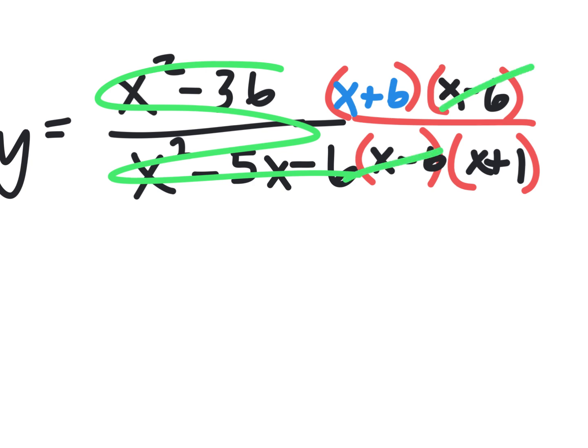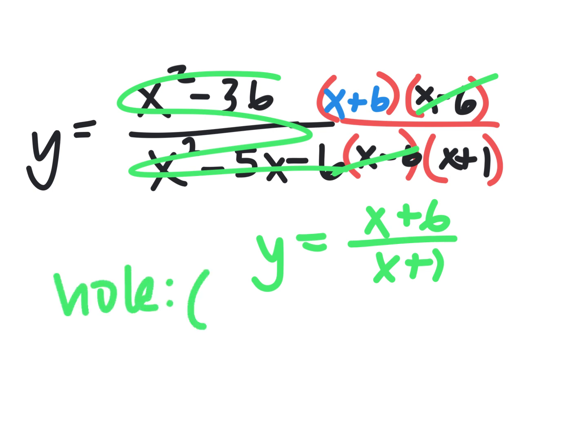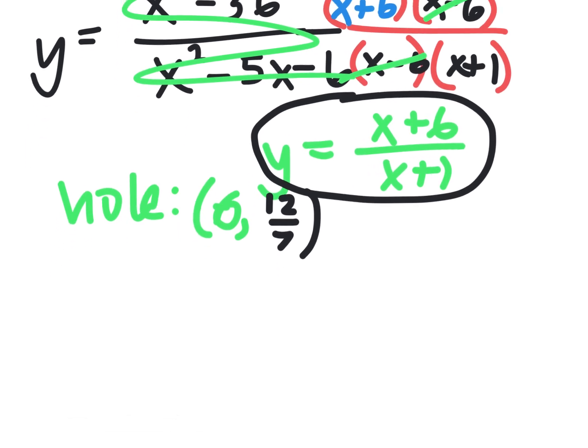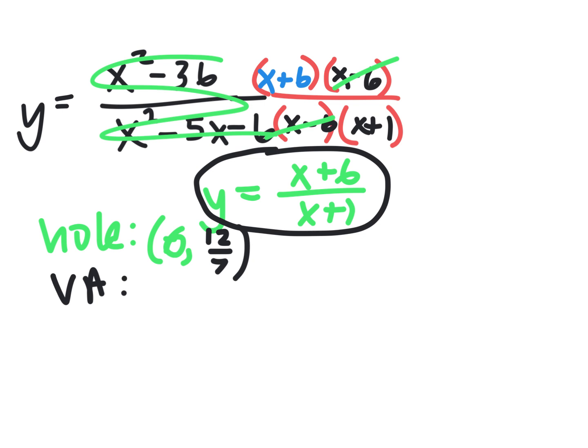So after this and this cancel, I like to rewrite my new equation, x plus 6 over x plus 1. And you have a hole at positive 6, comma, and then you stick it in your resulting function here, and you get 12 over 7. Who had 12 sevenths as the other part of their hole? Good job. Then the vertical asymptote is whatever makes the bottom 0 that wasn't a hole. That right there, x equals -1 would make the bottom 0.